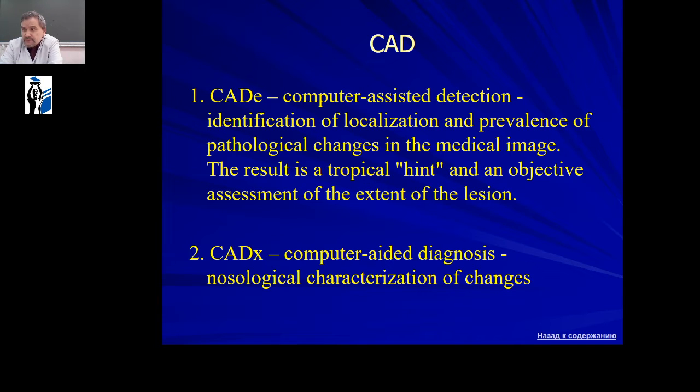These systems are divided into two types. The first is the hint system. It's computer-assisted detection. Identification of localization and prevalence of pathological changes in the medical image. The result is a topical hint and an objective assessment of the extent of the lesion.